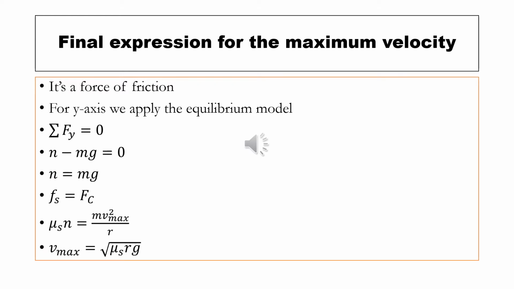Now we are going to derive the final expression for the maximum velocity. First of all, we use the equilibrium model for the y-axis. All the forces along the y-axis sum up to zero, and there are two forces, the normal and the weight, and the difference of these is equal to zero, which means normal is equal to mg. And there is a force of friction which is actually working as a centripetal force, which is always equal to mv square over r. When we substitute the value of the normal here, we find the maximum velocity a car can have is equal to the square root of mu, the coefficient of static friction, times r times g.